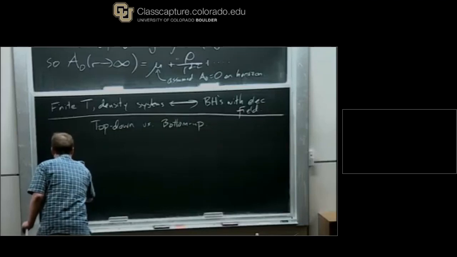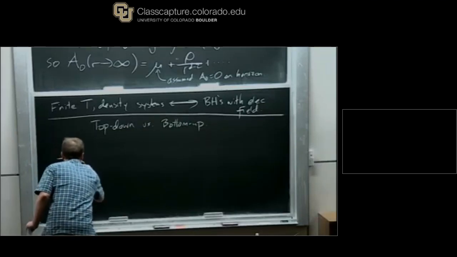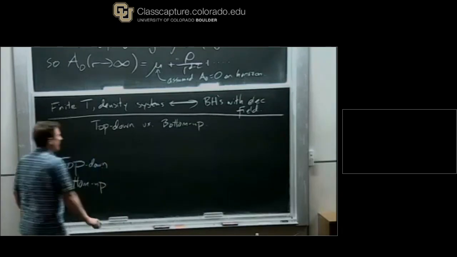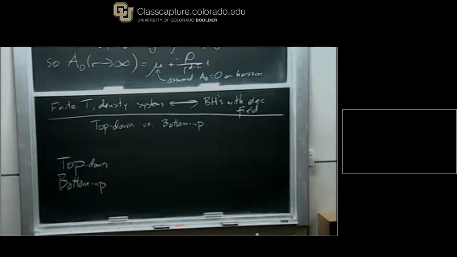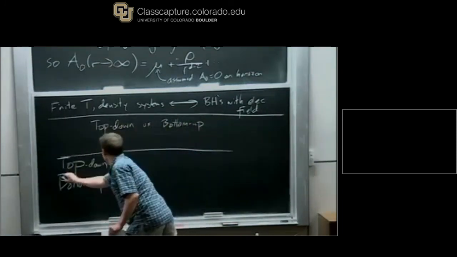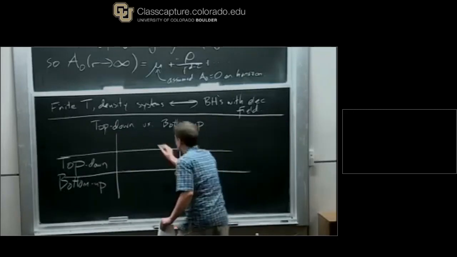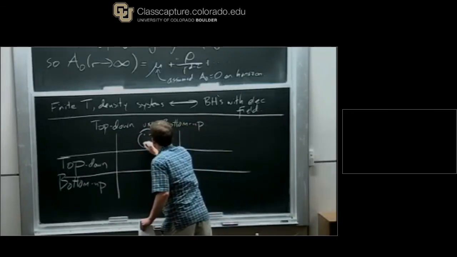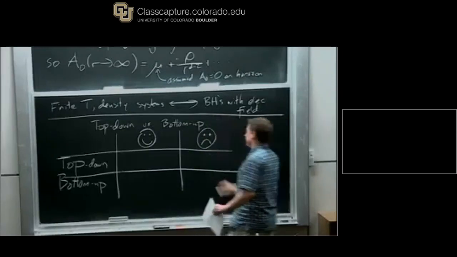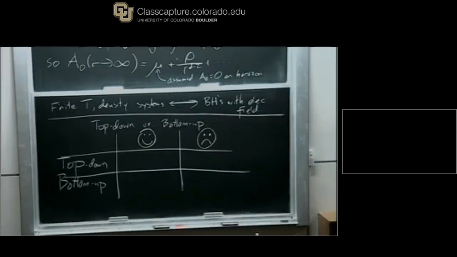Here's top-down. Here's bottom-up. And they both have their good points and their bad points. So make a little chart here. Here's the good points. And here's the bad points. So it's a balance. The good points of the top-down.